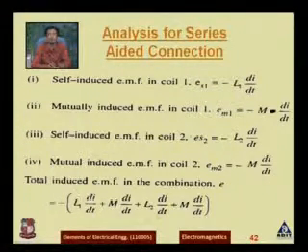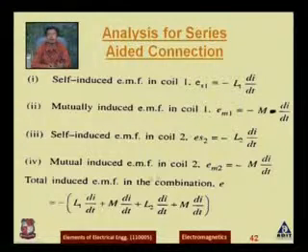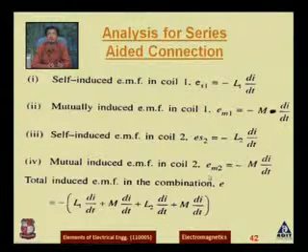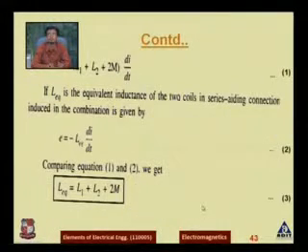So if I want to find out the total induced EMF in the combination, then E is equal to minus, in brackets, I have to add all these four quantities, that is minus L1 dI by dt plus M dI by dt plus L2 dI by dt plus M dI by dt. Here I have taken minus as a common, right? So it will be directly added. So now the equation will become minus (L1 plus L2 plus 2M) dI by dt.